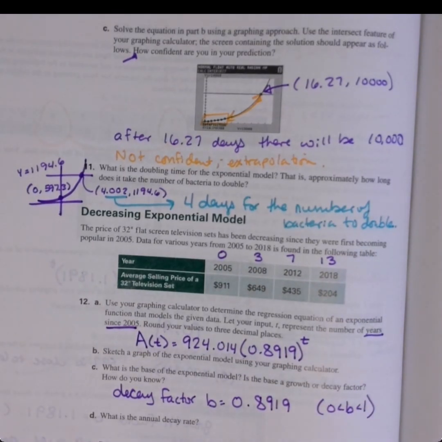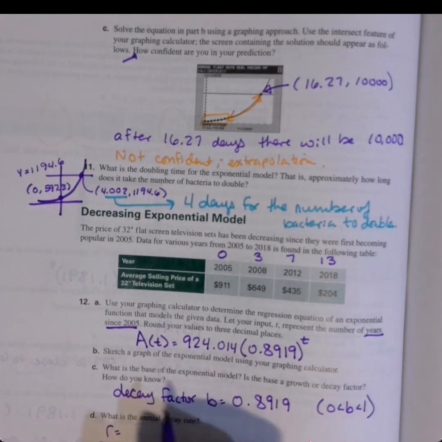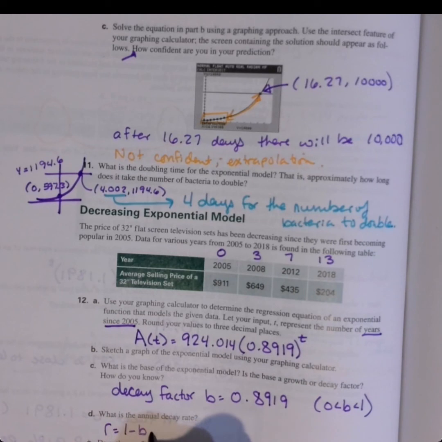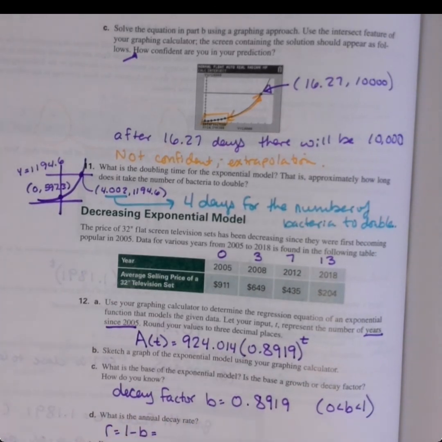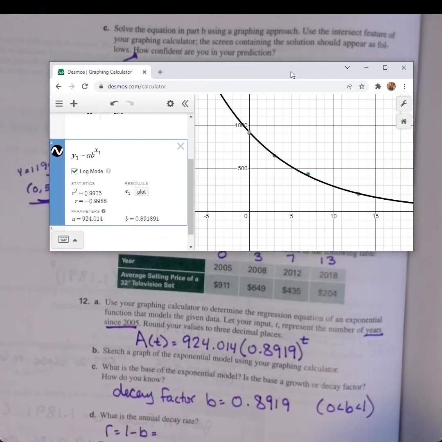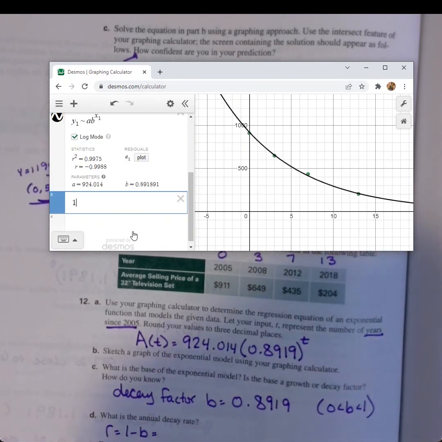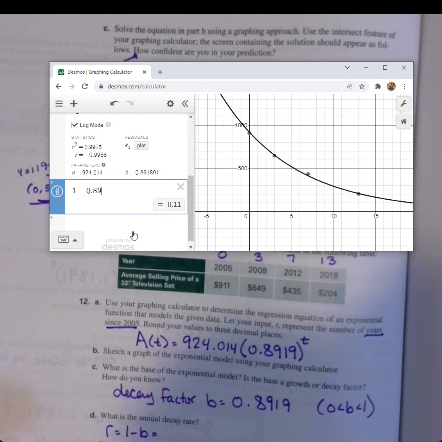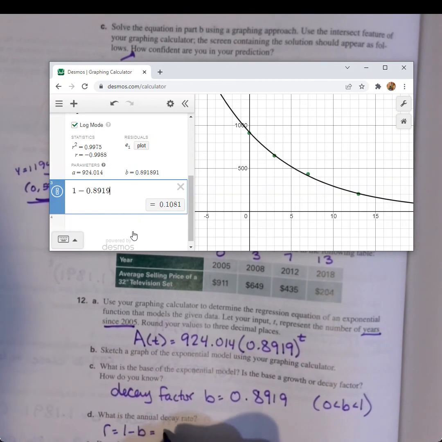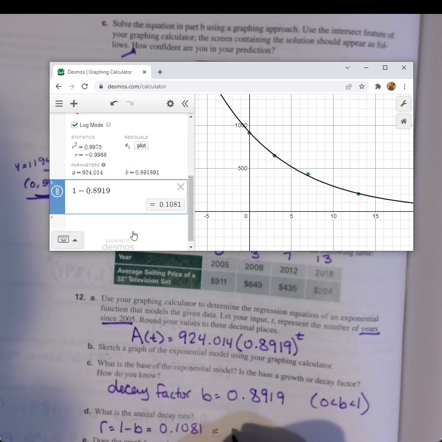What's the annual decay rate? So my rate is going to be 1 minus my decay factor. Unlike the last time they asked me this, where I could just subtract the 1 in my head by covering it up, I can't do that here. So I will actually type in the 1 minus 0.8919. So I get 0.1081, or 10.81%.